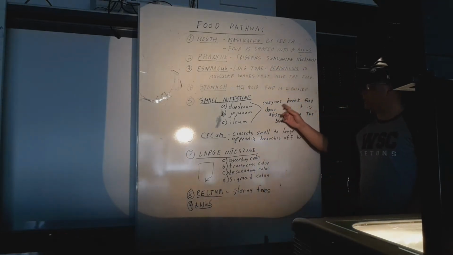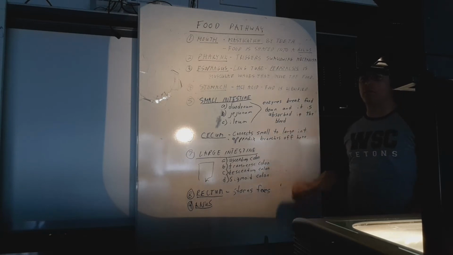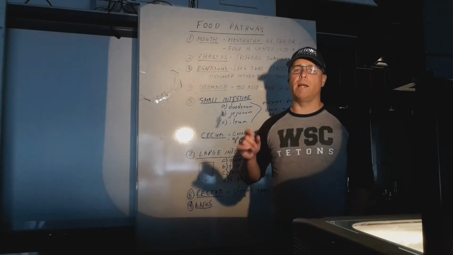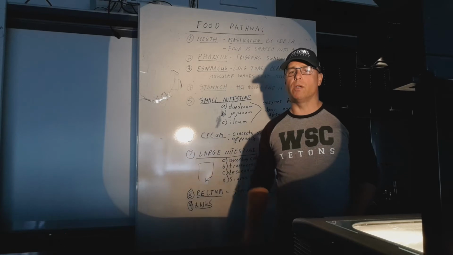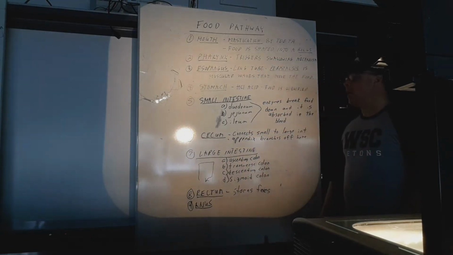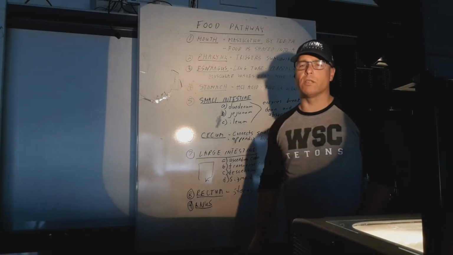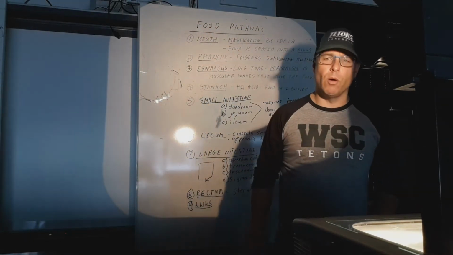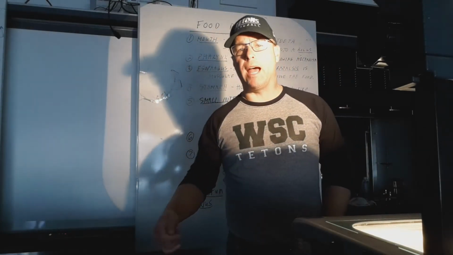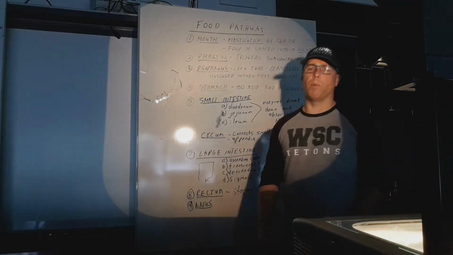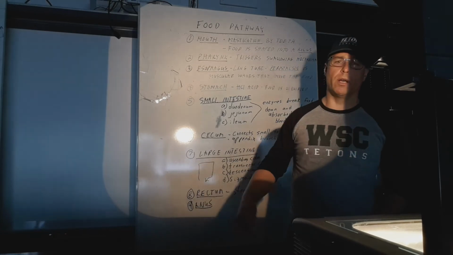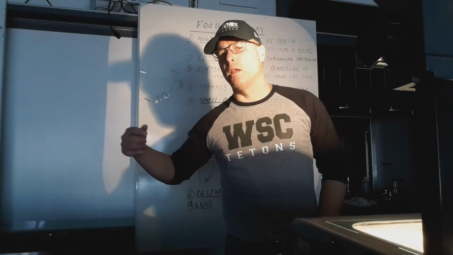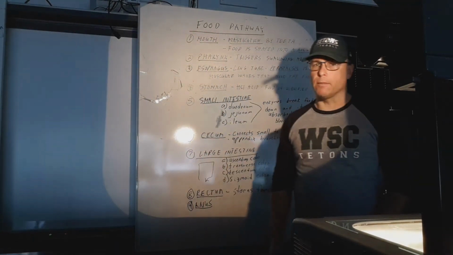In the small intestine, enzymes break down the food. There's very specific enzymes for very specific foods. I'll go into that on the enzyme video. And the food is then absorbed into the blood, and it's absorbed into sort of the usable units: glucose, amino acids, and fatty acids, and glycerol. There's sort of four parts there. One carb, one protein, and two types of fats.